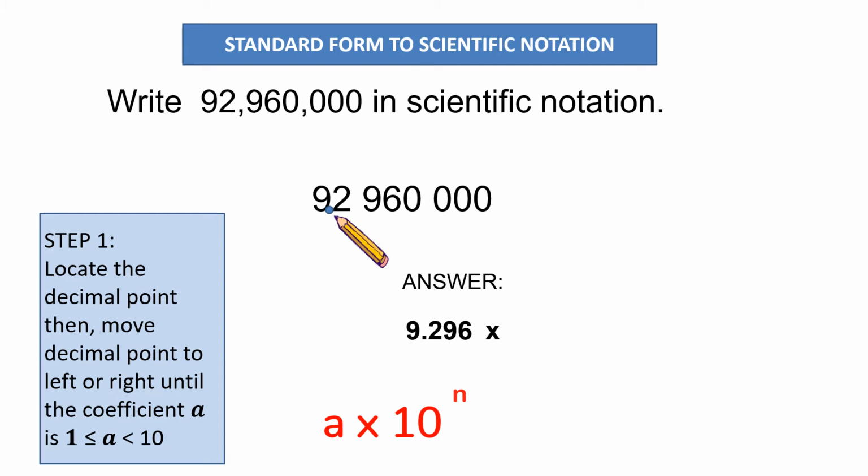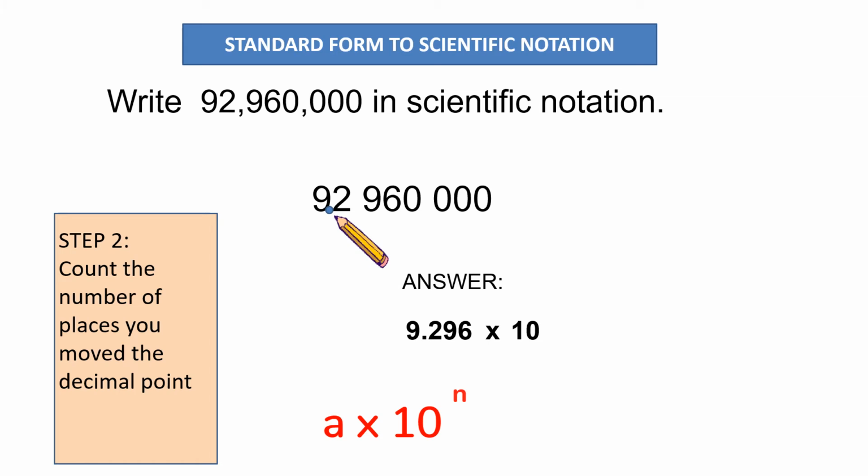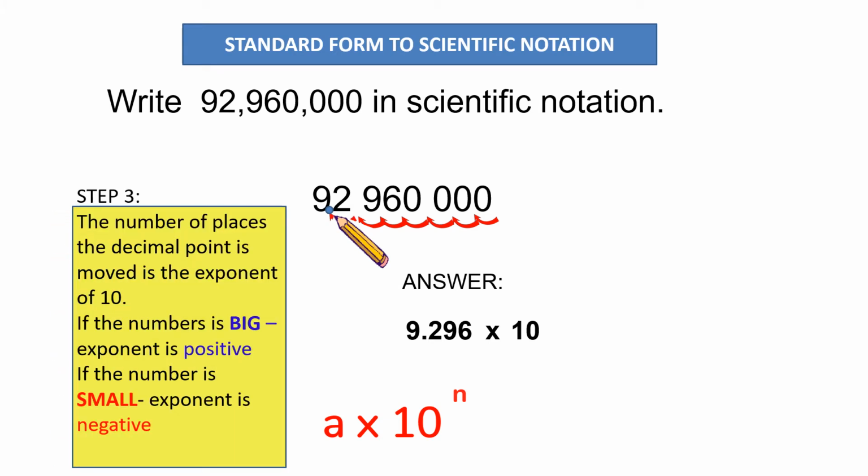So times 10. The exponent now, to determine the exponent, we need to count the number of places you move the decimal point. So, bilangin natin. So, from here hanggang dito, bilangin natin ilan beses natin siyang minove. 1, 2, 3, 4, 5, 6, 7. So, 7 now will be your exponent.